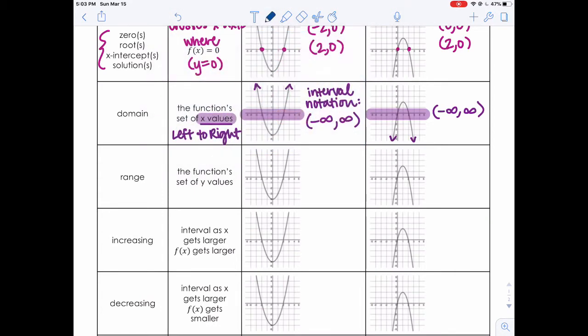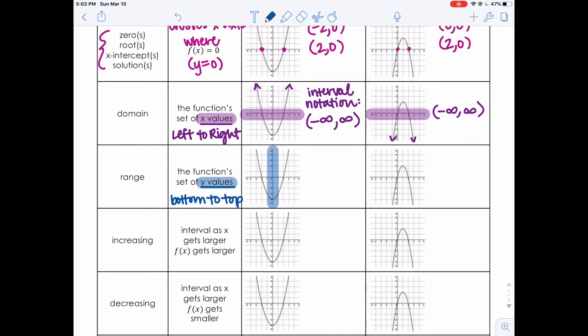Okay, let's take a look at range. This is like the sister of domain. For range, we read the y values. So this time we're going to be looking at our y-axis, again from least to greatest. So this time from bottom to top.